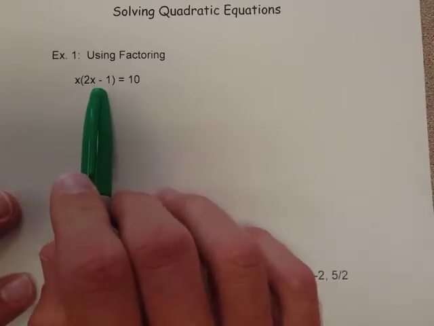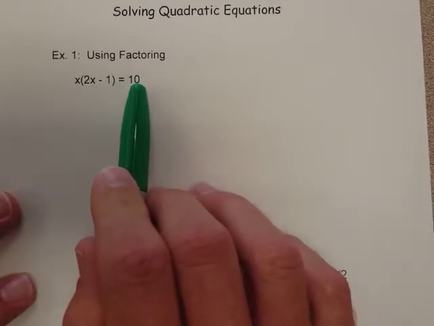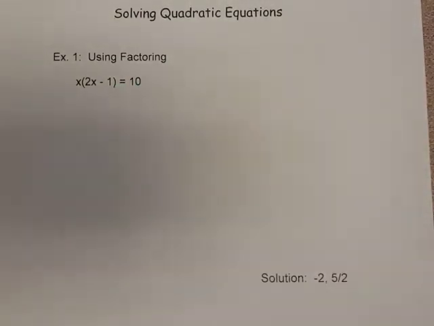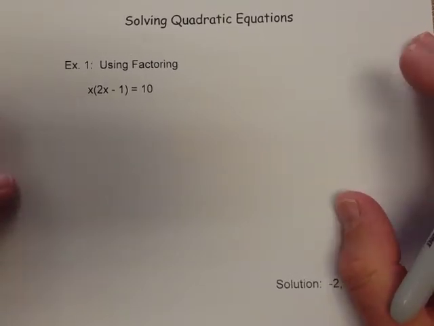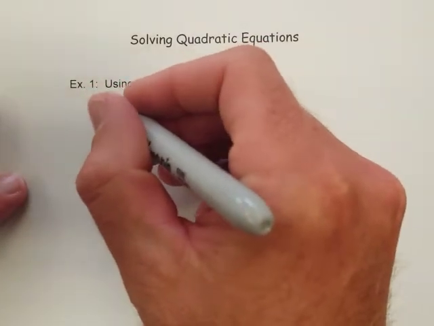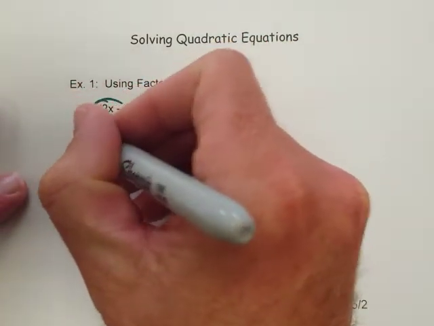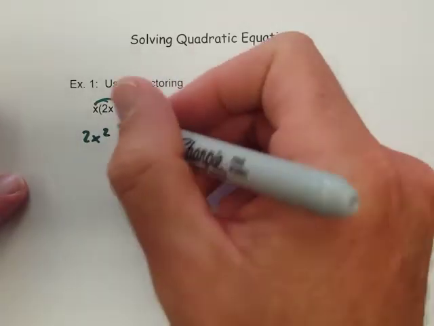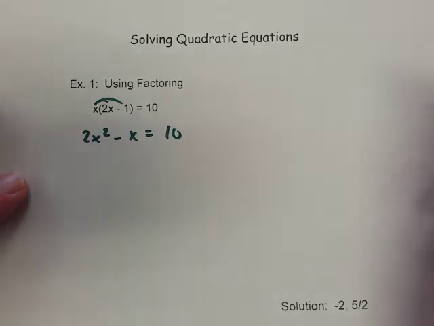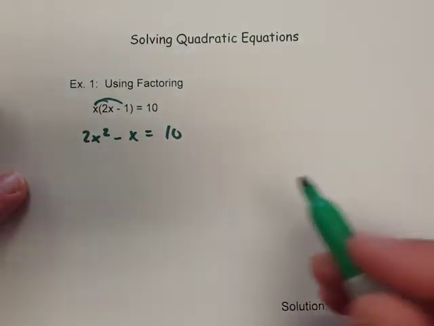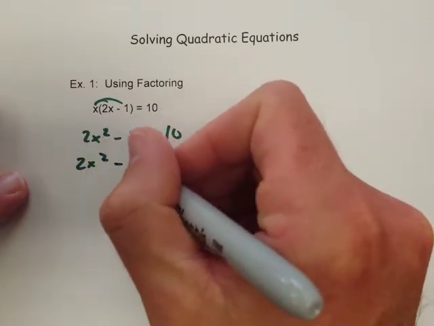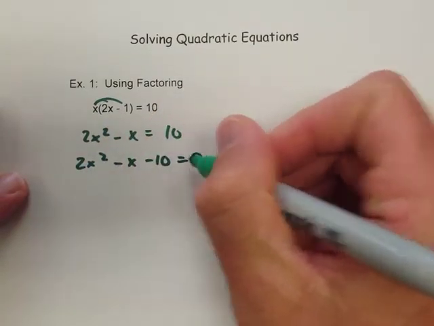The only problem is that we have a 10 over here, and when we're using factoring to solve quadratics, we want there to be a 0. So we're going to rearrange this equation just a little bit first in order to make a 0 on this side. And to start, I'm going to distribute that x. So that will make 2x squared minus 1x, minus x equals 10. And then I'm going to subtract 10 to get it over onto the left-hand side. So we have 2x squared minus x minus 10 equals 0.